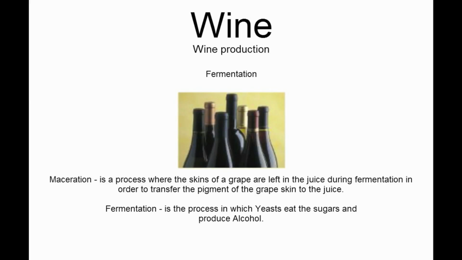Yeast, which are added by the winemaker, interact with the sugar in the grape juice to produce alcohol, a process known as fermentation. Fermentation requires time. Wine can ferment for 3 days or 3 years, depending on the style of wine the winemaker is trying to produce. Oak and stainless steel barrels are today's most popular choices for the location of the fermentation process.